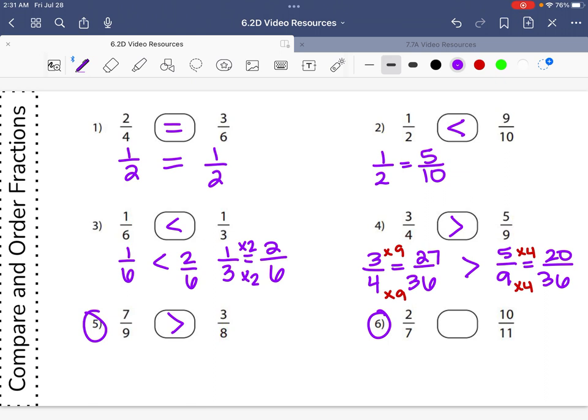I can take that same kind of thinking into looking at 2/7 compared to 10/11. 10/11 is very, very close to 1 whole, and 2/7 is much closer to 0. Therefore, 10/11 must be greater.